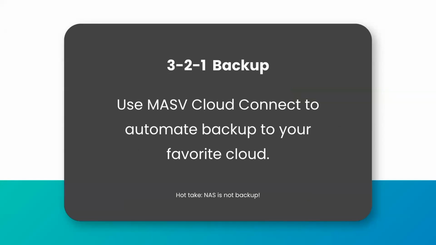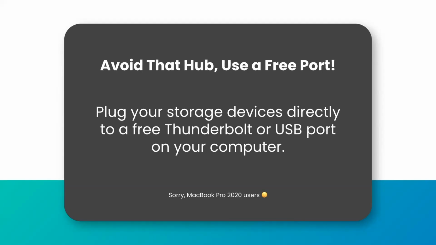All right, next up, let's talk about backup. As you all know, lots of that content you create can be priceless. So one common strategy to back up your data is the 3-2-1 backup, which means having at least 3 copies of your data, 2 of which are local, but on different mediums or devices, and at least 1 copy offsite. With MASV Cloud Connect, you can easily adopt this strategy with automated delivery to your favorite cloud storage provider for offsite backup.